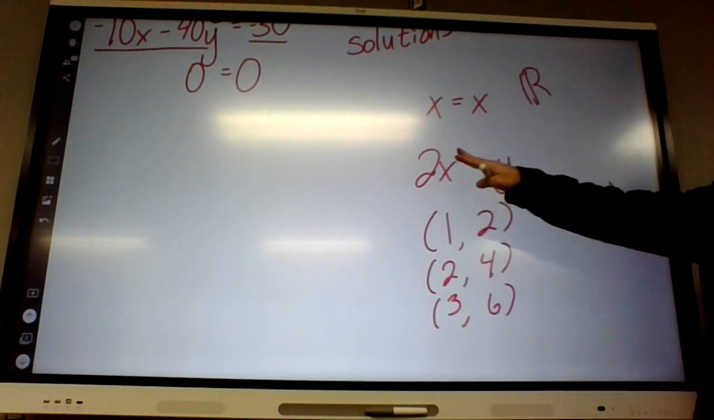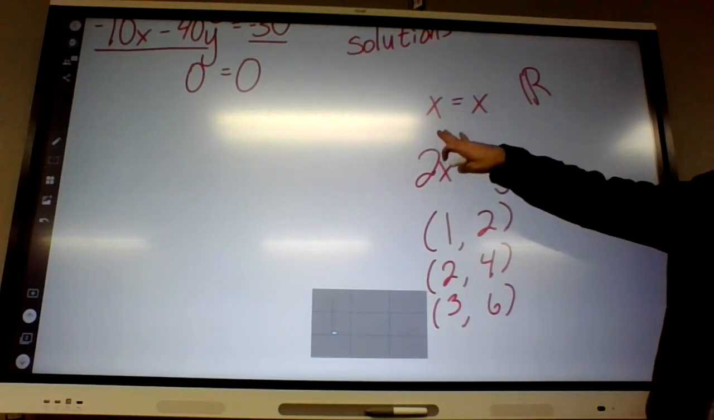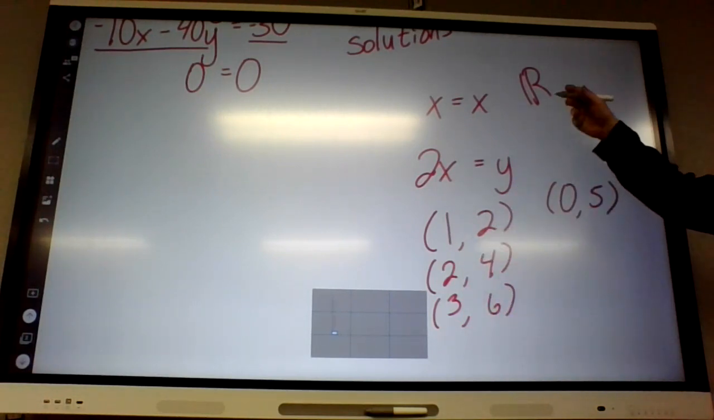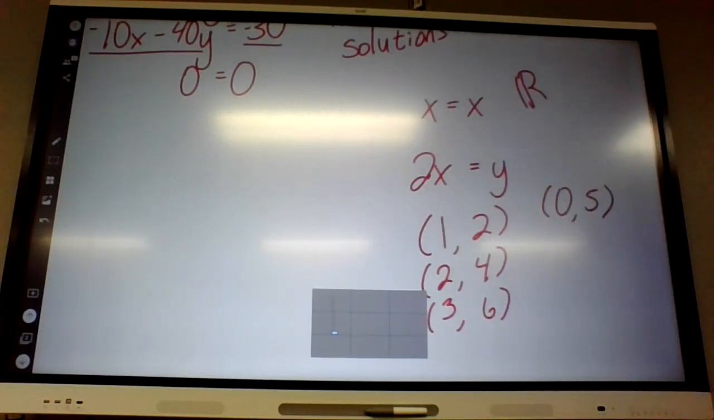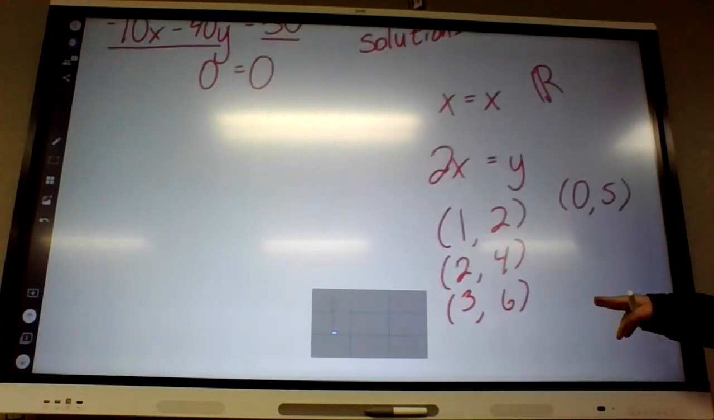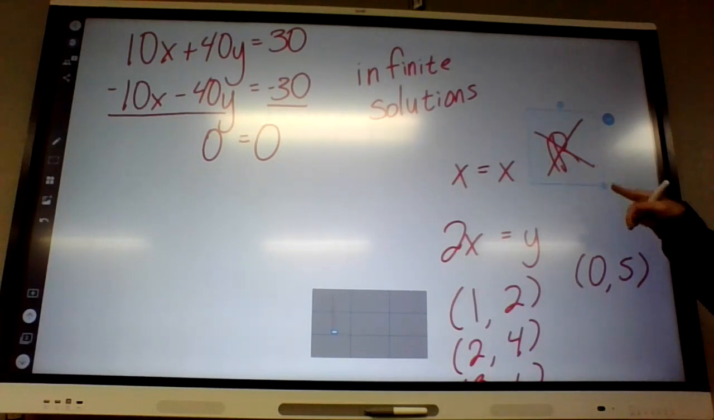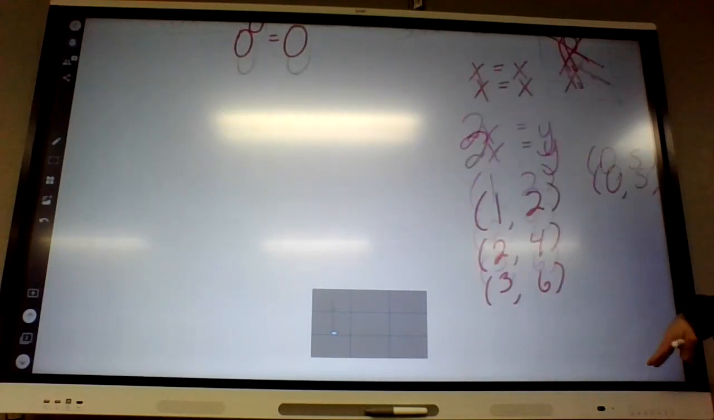But the difference is this has one variable, this has 2 variables, so the answers look different. This would just be like everything. So on this chapter, this is not going to be an answer. On this chapter, all real numbers, not an answer.